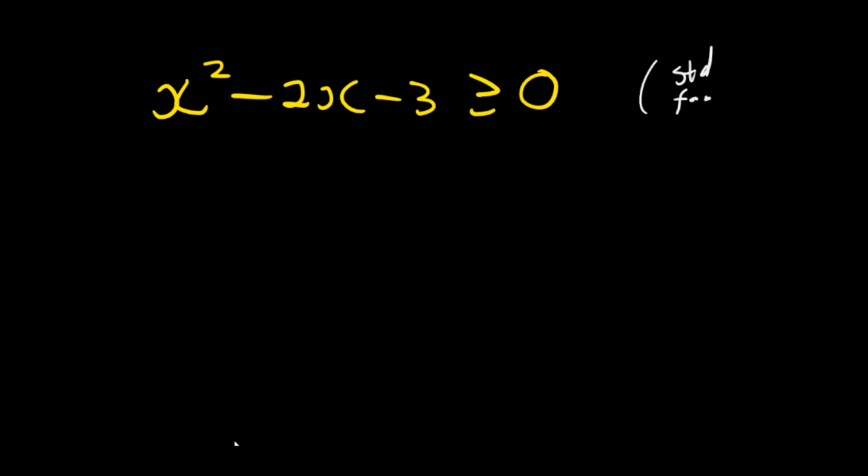So x squared minus 2x minus 3 is greater or equals to 0, right? Let's say you have this inequality problem and we are asked to solve for x. The first thing you need to do is factorize, right? Why? Because this is the standard form of equation, so you just factorize.